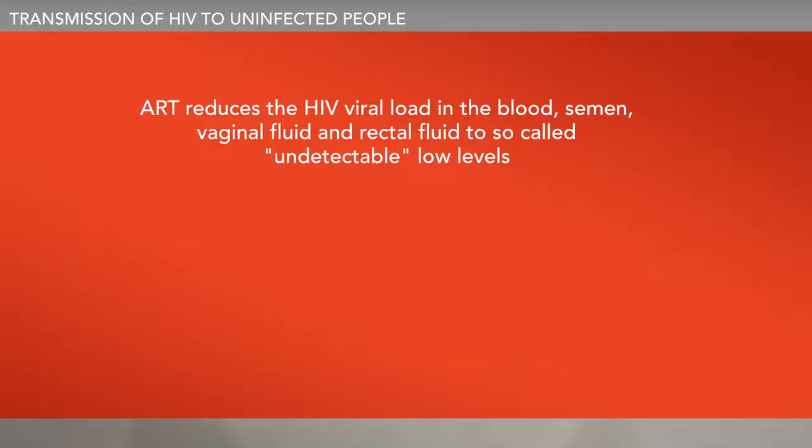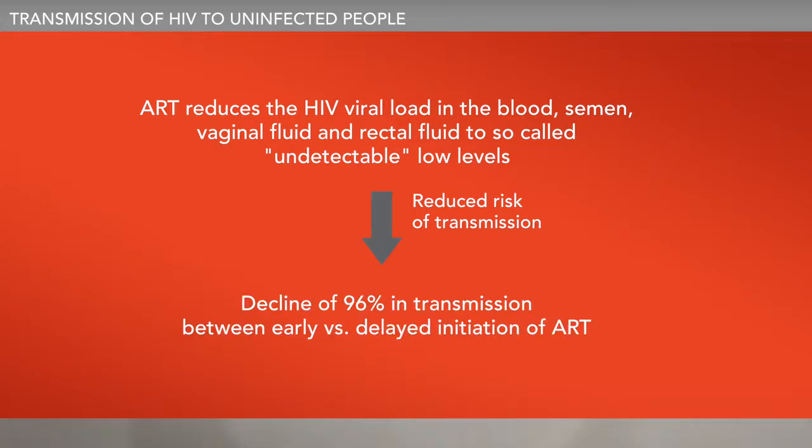Furthermore, studies have shown that antiretroviral therapy can reduce infectiousness, thus preventing HIV transmission. ART reduces the HIV viral load in the blood, semen, vaginal fluid, and rectal fluid to very low levels, so-called undetectable, thereby reducing an individual's risk of transmission. A decline of 96% in the risk of HIV transmission has been reported between early versus delayed initiation of ART, and reduced transmission has been confirmed by other studies.